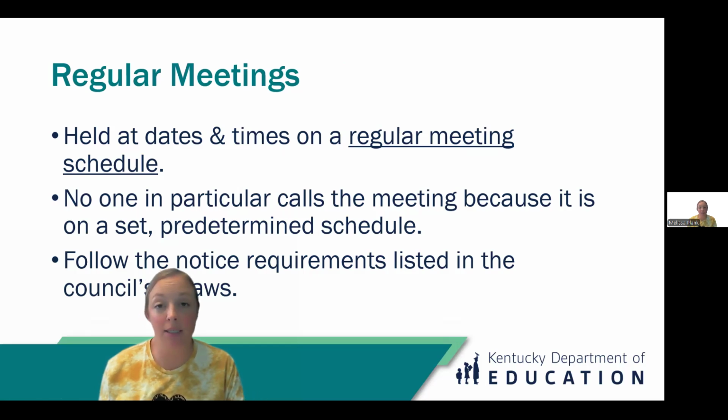You've probably discussed that at your first meeting, what that schedule is going to look like, and went ahead and adopted those dates. Those are going to be like every 3rd Tuesday of the month. It's a regularly scheduled meeting, and those are going to be known to the public as well. No one in particular calls this meeting because it is on a set predetermined schedule, and you must follow the notice requirements listed in the council's bylaws.